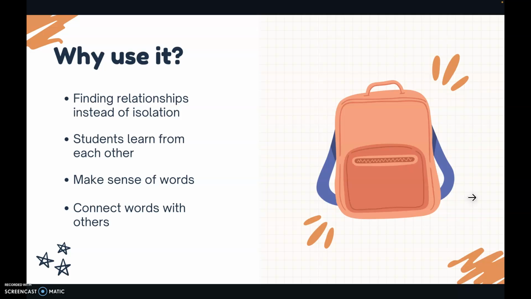Why would you use this strategy? I think this one is very helpful because you're teaching the vocabulary list in relationship with each other instead of each word isolated. And whenever they're in small groups, the students learn from each other. They can bounce ideas off of each other, and they get to see a point of view that they would have never thought of before. It also helps make sense of the vocabulary list that they get, and they can connect the words with other words inside and outside of the classroom.